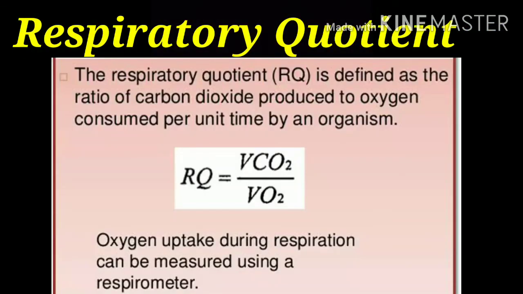Children, what is respiratory quotient? Respiratory quotient is the ratio of volume of carbon dioxide liberated and the volume of oxygen consumed during respiration. It is expressed as: respiratory quotient is equal to volume of carbon dioxide liberated divided by volume of oxygen consumed.